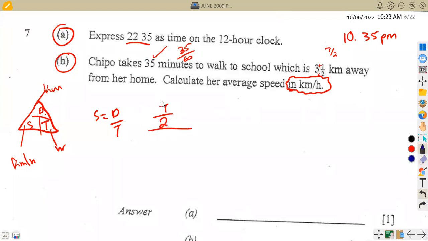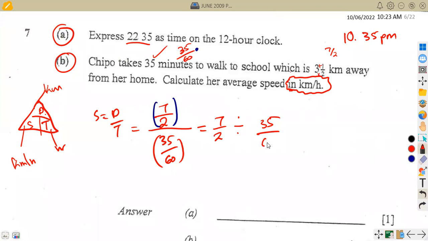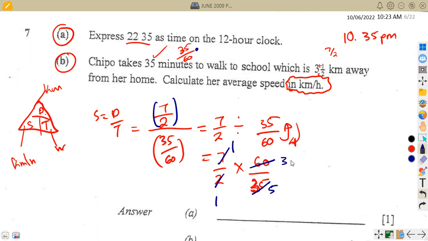So our distance here is 7 over 2, divided by the time. The time which we converted is 35 over 60. What does this mean? It means we are simply dividing, which can be written like this: 7 over 2 divided by 35 over 60. So remember, you can introduce multiplication by inverting the second fraction, which is going to be 60 over 35. The moment you introduce multiplication, you invert the second fraction. So 7 into 7, that's 1, into 35, that is 5. 2 into 2, that's 1. 2 into 60, that is 30 there.